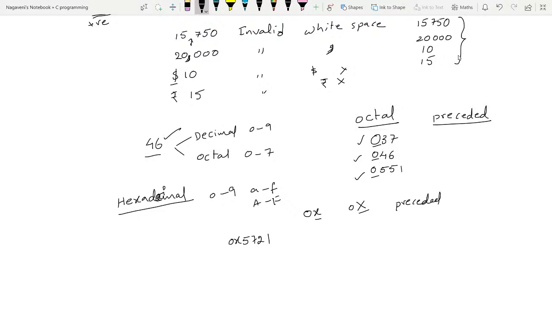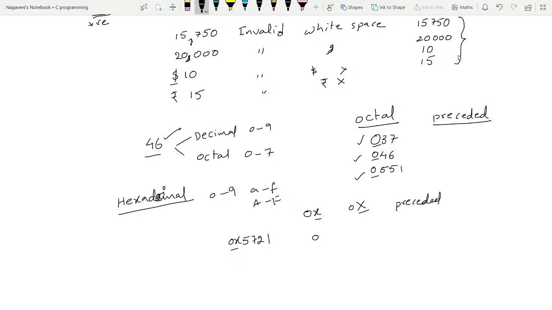Otherwise, without writing this 0x, what will it think? It will think it is a normal decimal number, because it is 5721, so it will treat it as a decimal number. Understood? And next one is, I can also write it.